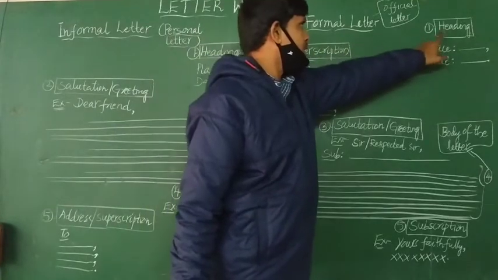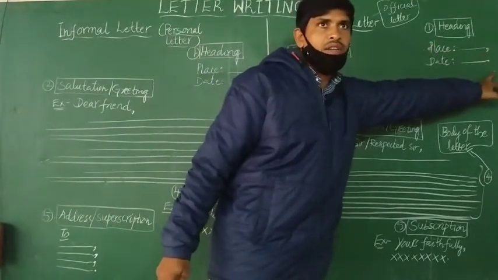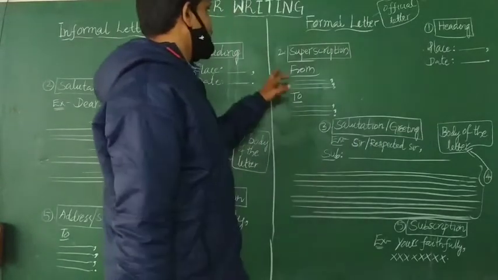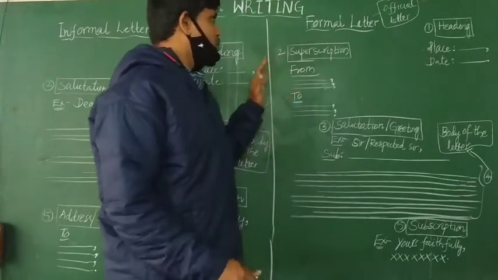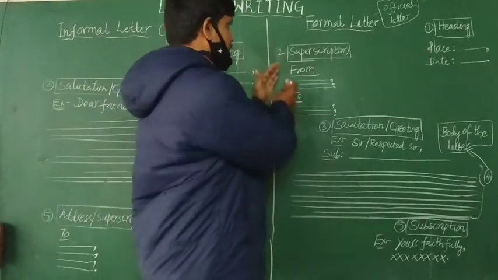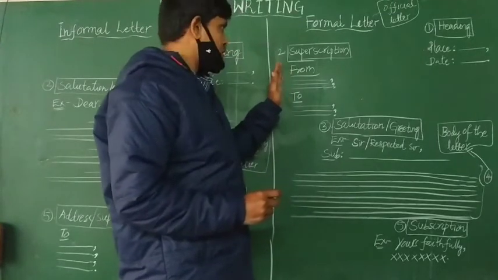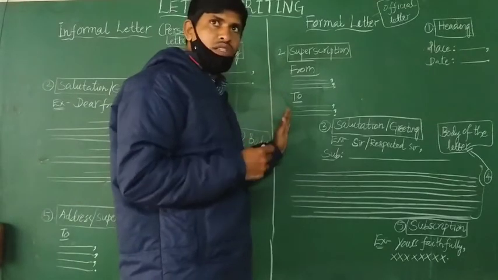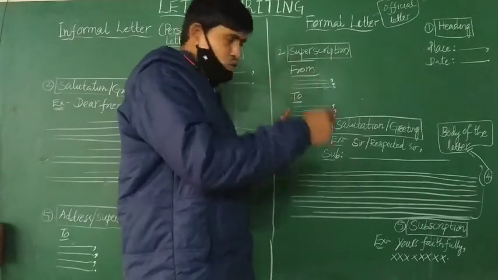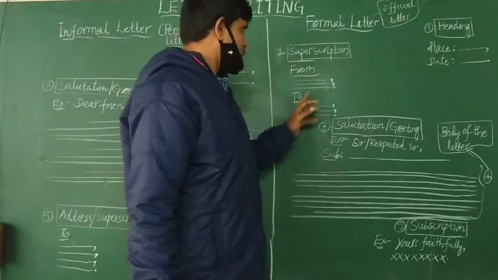First one is heading, place and date. After the place keep a comma. After the date you should keep a full stop. Next one superscription. In the formal letter, in the superscription we have to write the two addresses at the top of the letter. The first one is from address, which means our address. The second one is to address, which means to whom we write. Next, the second one superscription is completed.